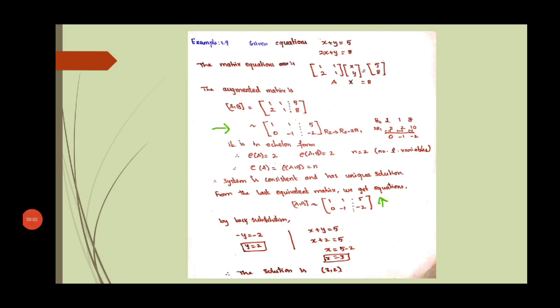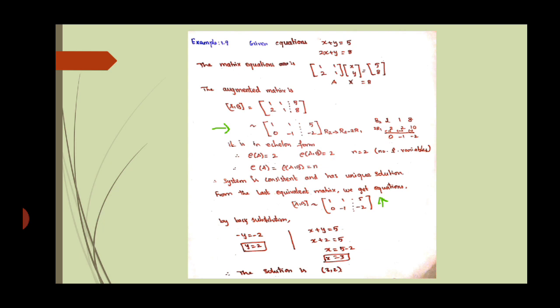Now we are going to see example number 1.9, the same type. The given equations are x plus y equals 5 and 2x plus y equals 8. So in this sum, we have only two variables, that is, non-homogeneous linear equations in two variables. We are going to do the same procedure, the same method. Just listen. The matrix equation is, so we know how to write the matrix equation.